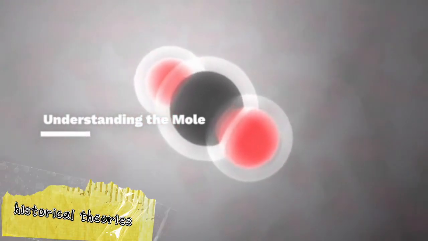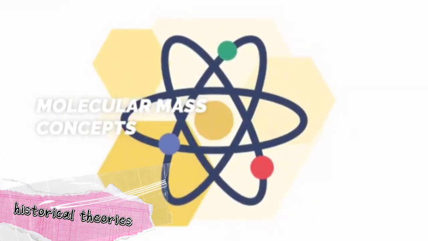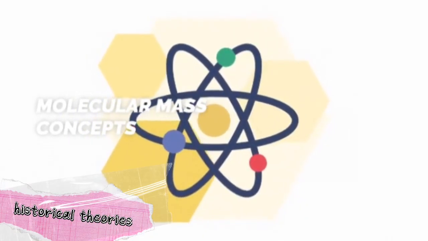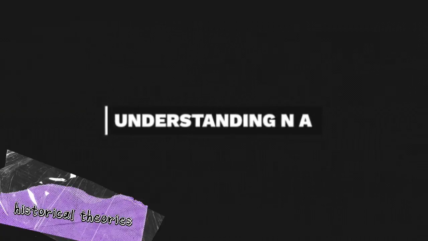Definition of 1 mole: a collection of that many entities as there are atoms in 12 grams of the carbon-12 isotope. 1 u is 1 amu, 1/12 of the mass of one atom of carbon-12. 1 amu is 1.66 × 10^-24 gram.